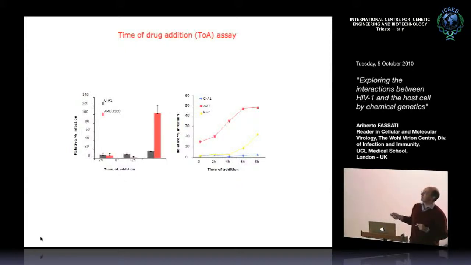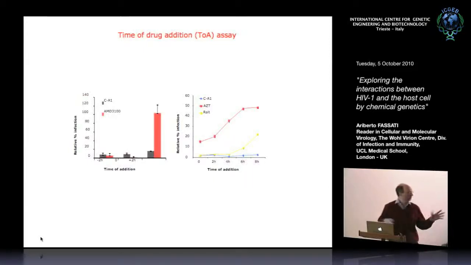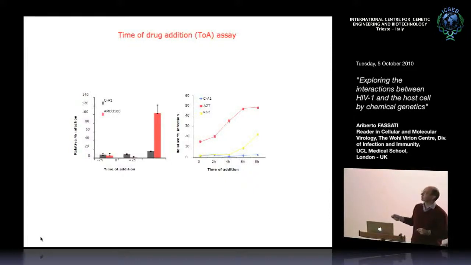So then we did this experiment again, and we compared coumarin with a reverse transcriptase inhibitor, AZT, and an integrase inhibitor. And you see that these compounds lose activity. The reverse transcriptase inhibitor loses activity 2 to 4 hours after infection because it occurs quite quickly. The integrase inhibitor loses most of the activity 8 hours post-infection, so 8 hours after infection integration has happened, and coumarin is still active.